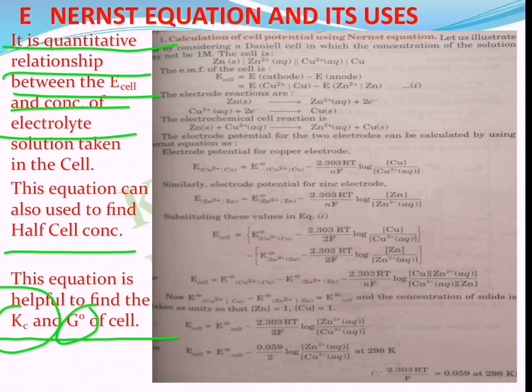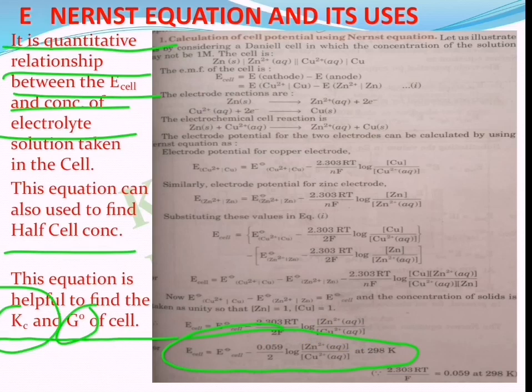Look at the equation on the laptop in zoom view to understand, and these derivations are also given in your NCERT book. You must derive the Nernst equation and reach up to this formula. This is the main formula that is used in various numericals.